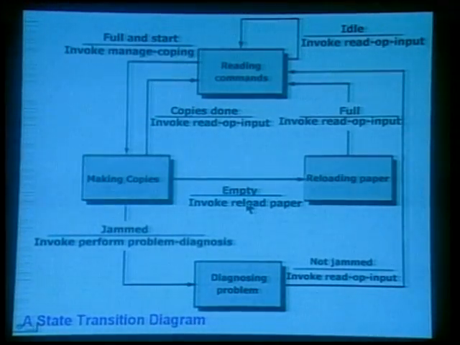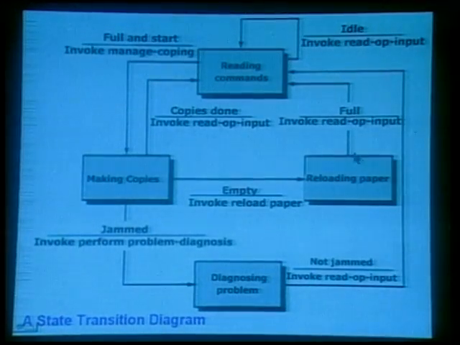If there is no paper, then we invoke the reload paper. You might simply get a message on the small screen of your photocopier telling you there is no more paper, or the reload paper, whatever message could be there. So once we receive that message, then the system goes into the reloading paper state. At the reloading paper state, only one event can happen, and that is you have to put more paper into the photocopier.